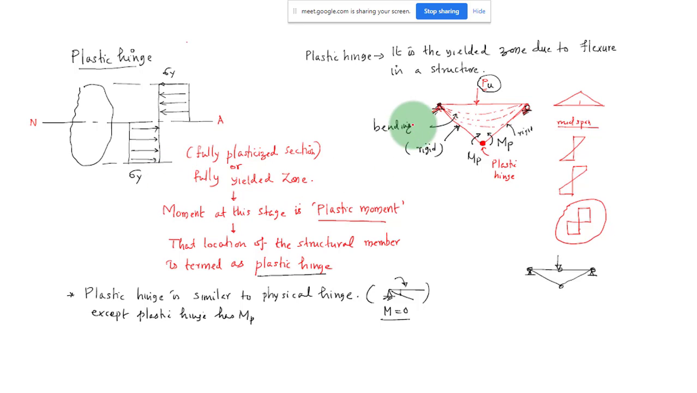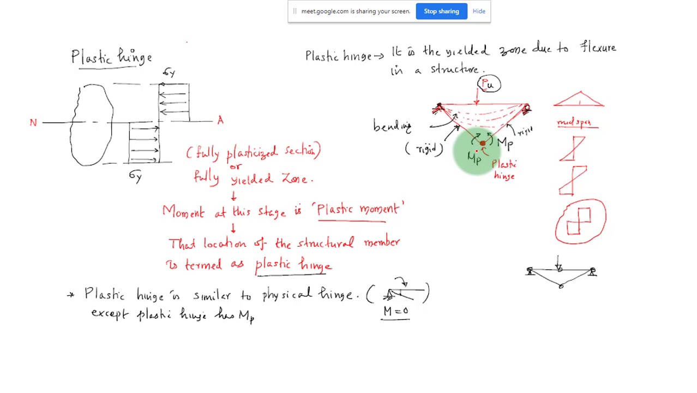Suppose we have a simply supported beam with a point load. Wherever the point load is acting, that is the cross section where we have maximum bending moment. If we keep on increasing load P, the bending moment at that section will keep on increasing. Every section's moment is increasing, but that section will have the maximum moment. So this section's bending moment will reach plastic moment first in the simply supported beam.